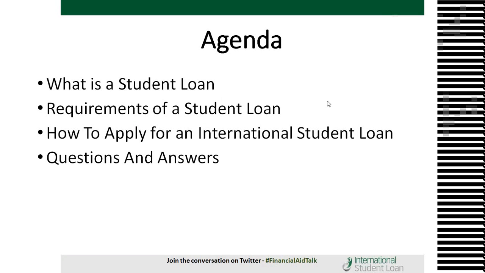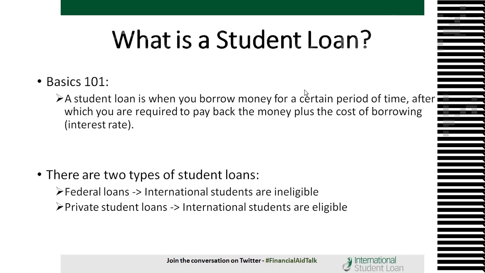Before we dive into details, though, first it's important to know what is a student loan. Unlike scholarships, grants, and fellowships, which award money without the obligation to pay the money back, a student loan is when you borrow money for a certain period of time, after which you pay the principal back, plus a cost to borrow that money, which we refer to as interest. There are two types of student loans. The first one is federal loans, and you may have heard of Stafford loans, for example. Unfortunately, international students aren't eligible for these federal loans. But the good news is that they are eligible for private student loans.